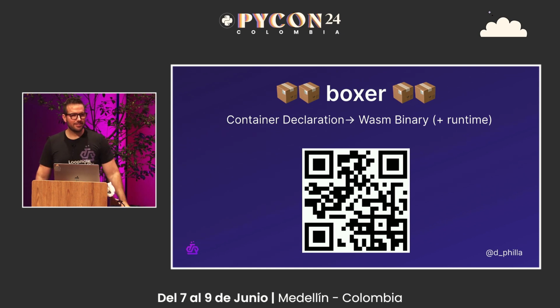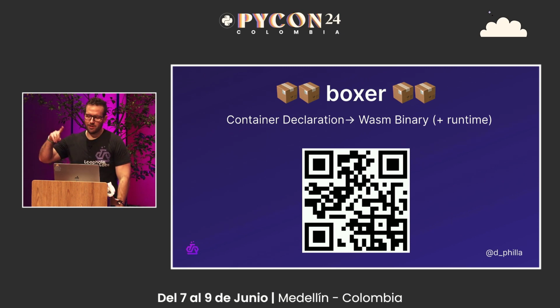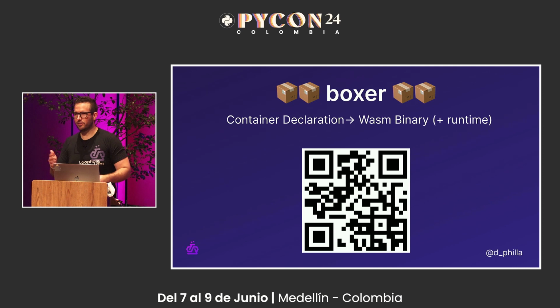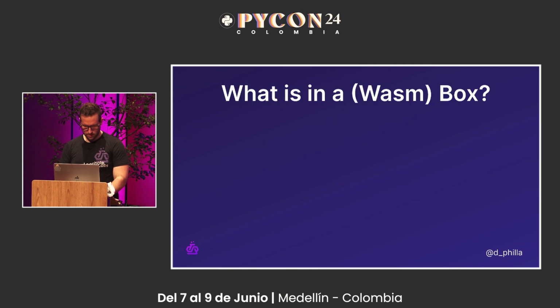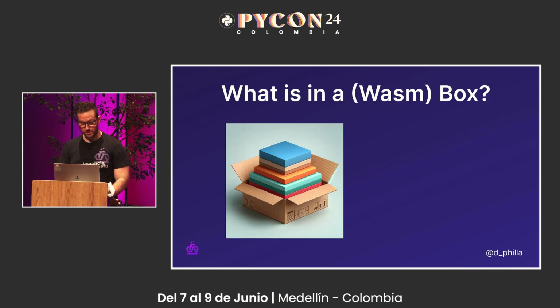So what Boxer does is it takes a container declaration and turns it into a Wasm binary, right? So you can take a Dockerfile and it turns it into a Wasm binary with a runtime, and then all of those interfaces and all of that hard work that I was talking about is just kind of done magically for you, right? And I'm going to show you a little demo of this. Well, first I'm going to talk about what's in it.